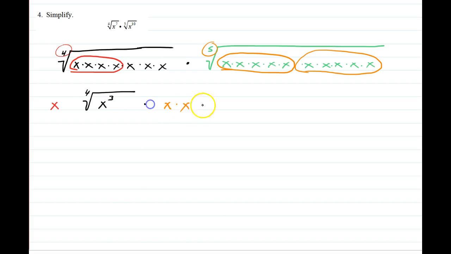And so these are on the outside, this x is on the outside, and so you get x cubed, the 4th root of this x cubed.